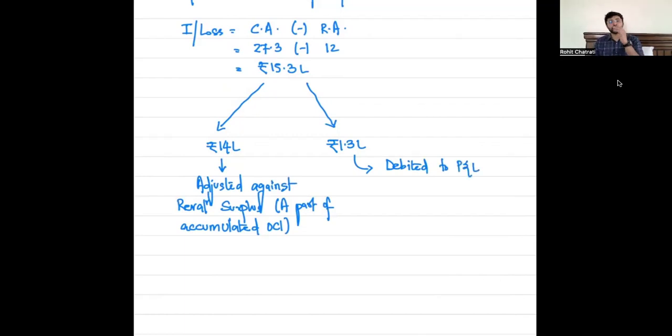All right. So the total is 15.3 lakhs impairment loss. Of that 15.3 lakhs, 14 lakhs will be debited to revaluation surplus or accumulated OCI balance on your balance sheet. Accumulated OCI is part of your reserves and surplus, and revaluation surplus is basically a portion of accumulated OCI. Accumulated OCI can have multiple components. So you will debit 14 lakhs to revaluation surplus, and the remaining 1.3 lakhs will be debited to the statement of profit and loss.